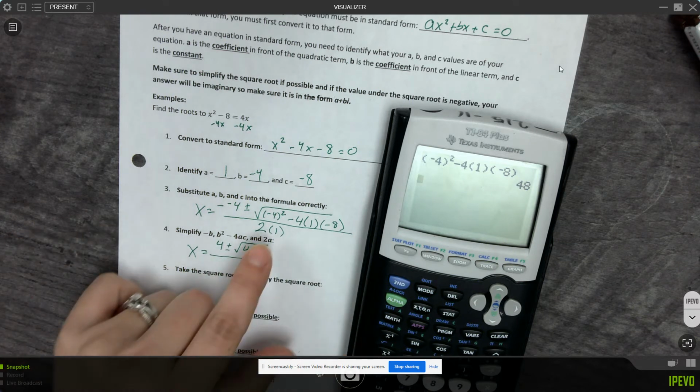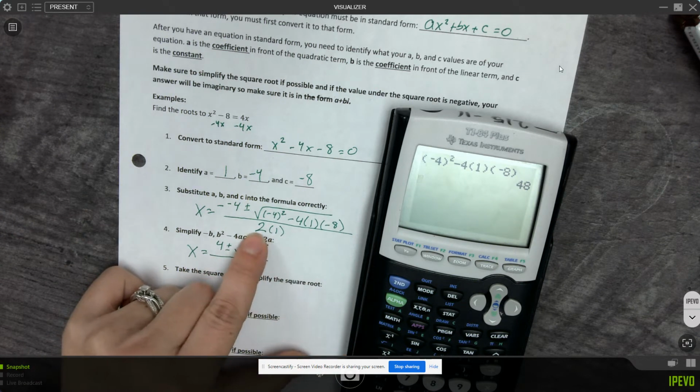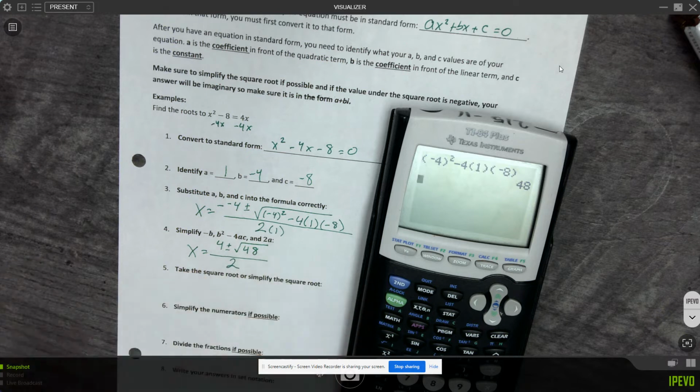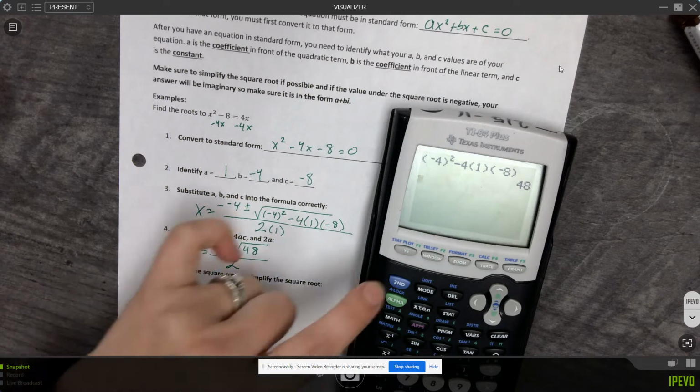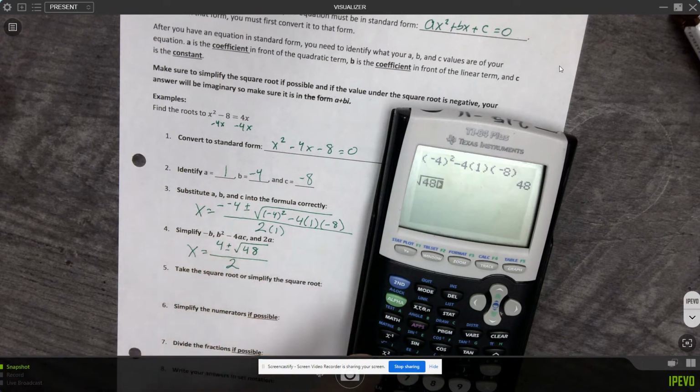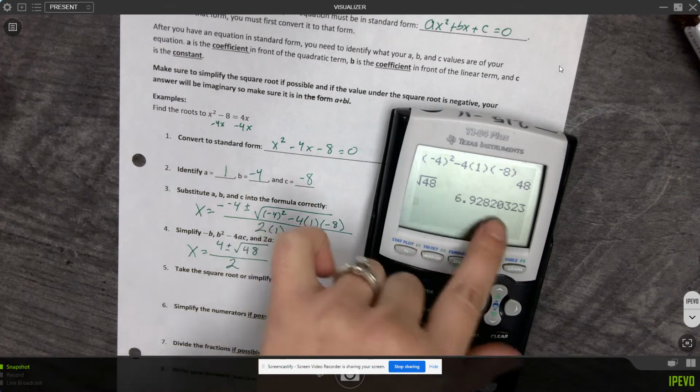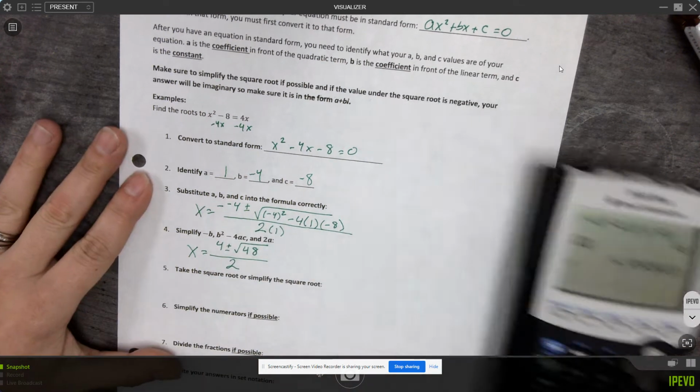All divided by, and once again, if you didn't already do 2 times 1, you would do that now. 2 times 1 is 2. Now you're going to take the square root or simplify your square root. So you can start by checking the square root of 48. It doesn't reduce, so you're not going to use that decimal. You are then going to break down 48.